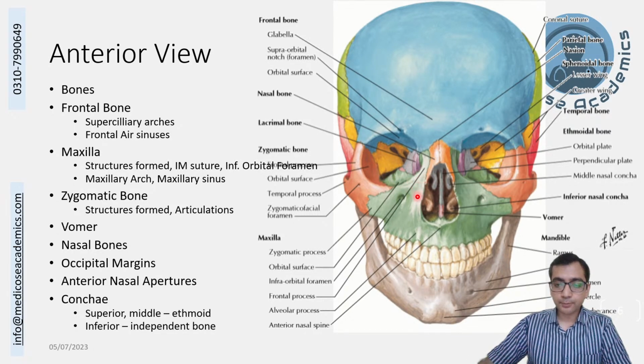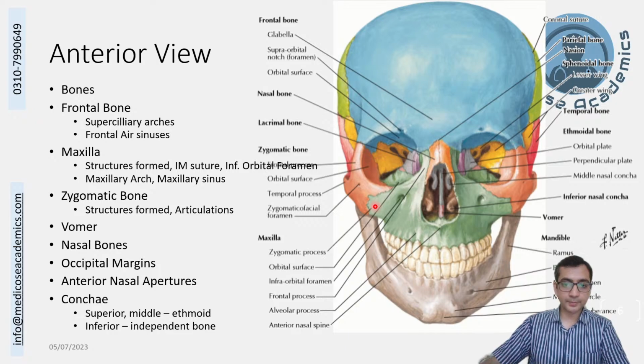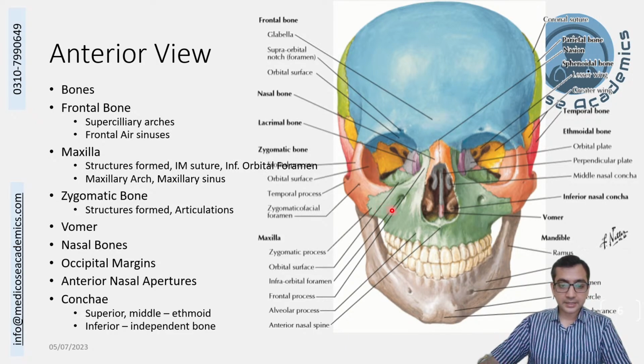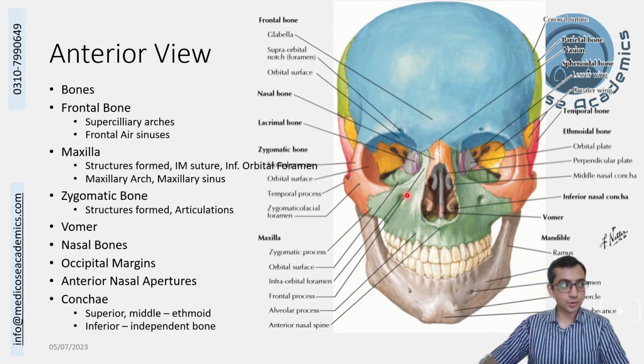So the processes: there is the frontal process of the maxilla that joins with the frontal bone, there is the zygomatic process of the maxilla that joins the zygomatic bone, and there is the alveolar process, the jaw part that we have teeth attached to, that is called the alveolar process.